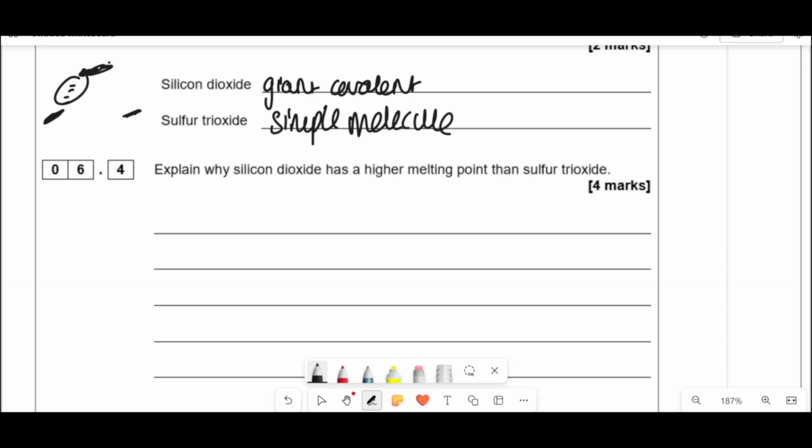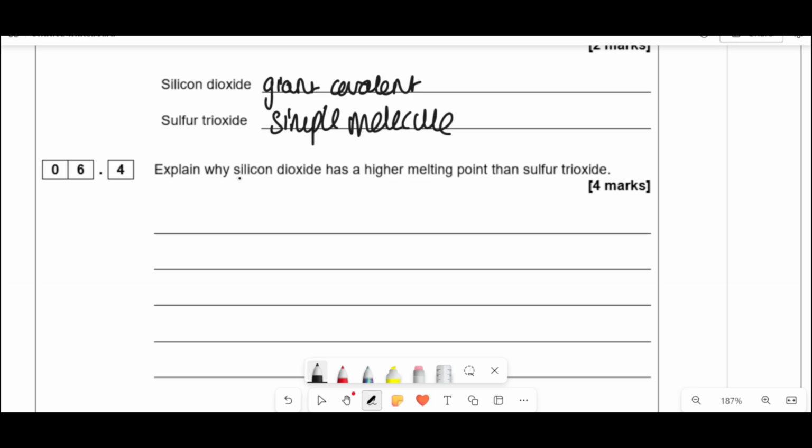You're breaking the bonds between these molecules, not the actual ones within them, otherwise you would just end up with sulfur and oxygen atoms, which is incorrect. So then we need to explain what the difference is here and what we're actually breaking. So here we're breaking covalent bonds, but in sulfur trioxide, we're just going to be breaking van der Waals forces and dipole-dipole forces. There's no hydrogen bonds or anything like that here.